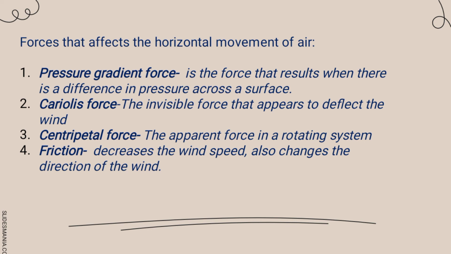Acceleration is the speeding up and the slowing down or the changing of direction of an object. Therefore, to determine in which direction the wind will blow, we must identify and examine all the forces that affect the horizontal movement of air. And those forces are the ones that appear on your screen. The first force is the pressure gradient force. It is the force that results when there is a difference in pressure across a surface.